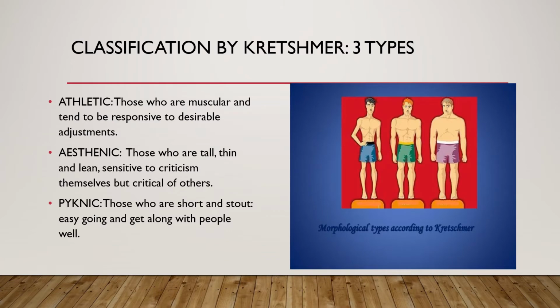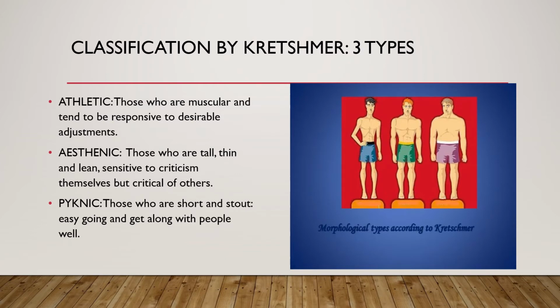Now let's see the classification by Kretschmer, who talks about three types of personality: athletic, asthenic, and pyknic. These are the three types discussed by the German psychiatrist Ernst Kretschmer, who attempted to explain and correlate body fluid and physical constitution with personality characteristics and mental illness. As you can see in this picture, there are three boys. Let us discuss the types of personality one by one.